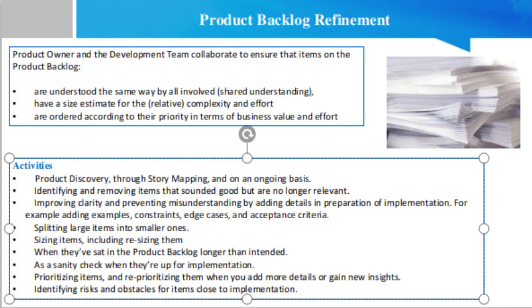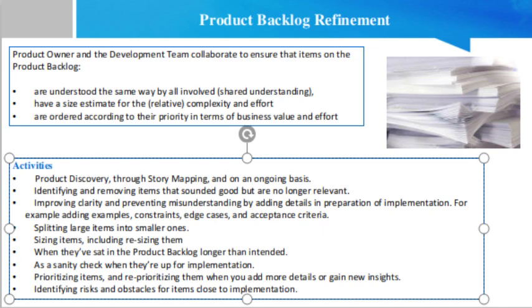What happens in backlog refinement? Activities in the backlog refinement. Backlog refinement is about creating shared understanding on what the product will and won't do, and on what it will take to create it. Product discovery, both initially, for example through story mapping, and on an ongoing basis.